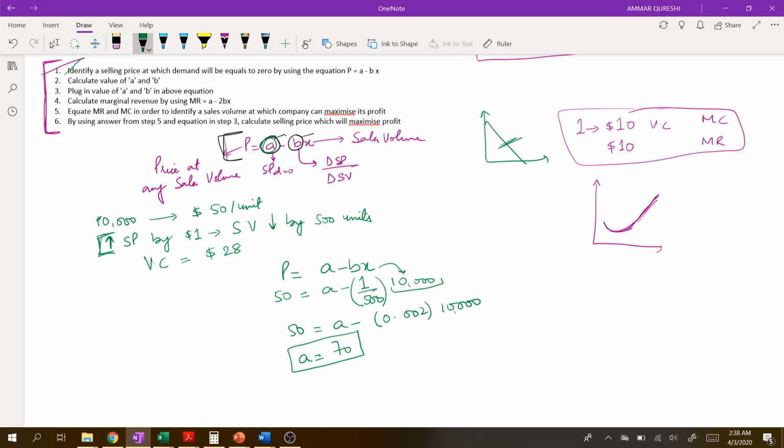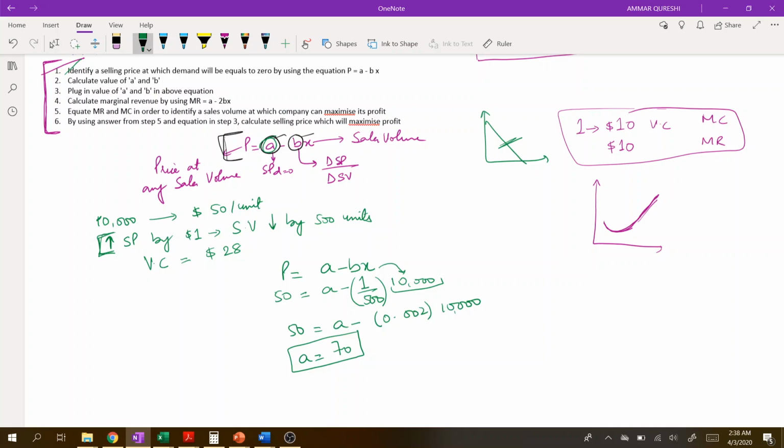Why am I continuously saying theoretically? Because practically the company will be selling some units, but that sales volume is completely ignorable. You can completely ignore it because it is very low in terms of quantity. That's the ignorable part.